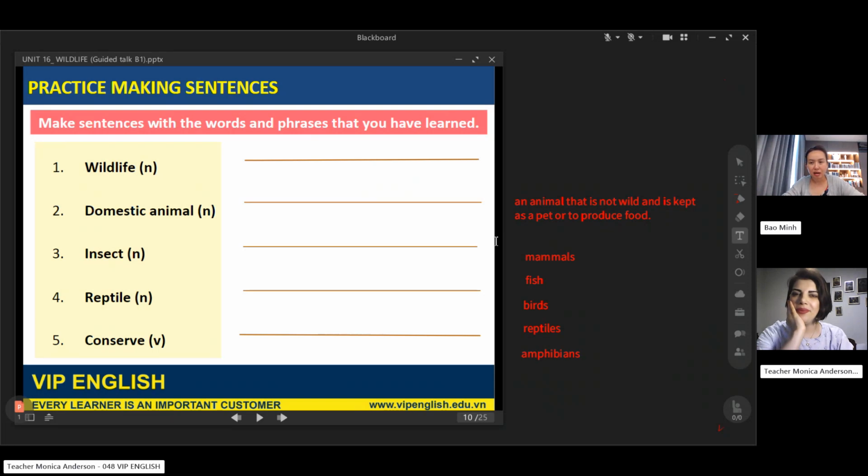I am afraid of insects when I was young. So I was afraid of insects when I was a child.